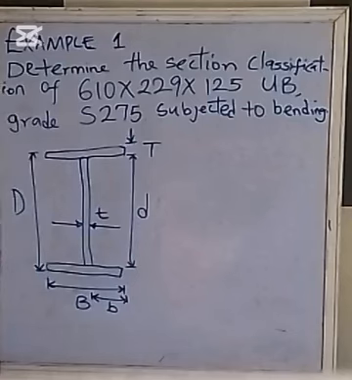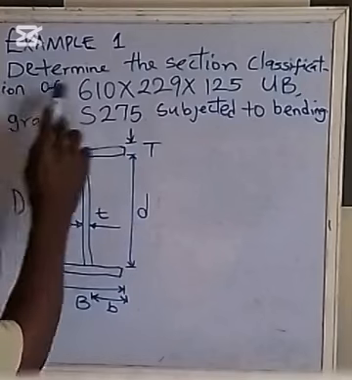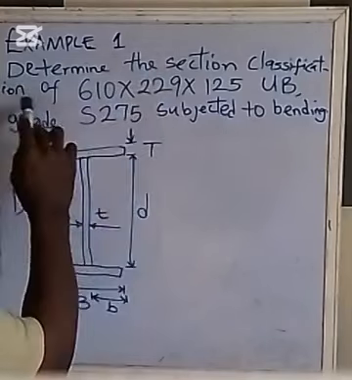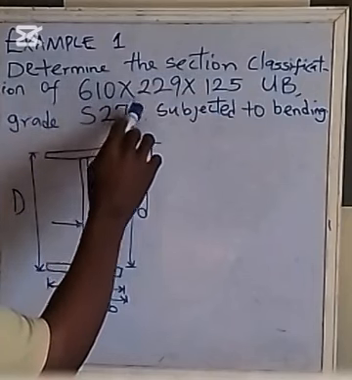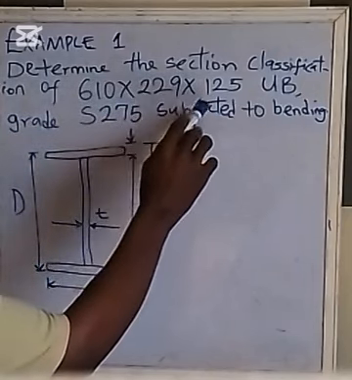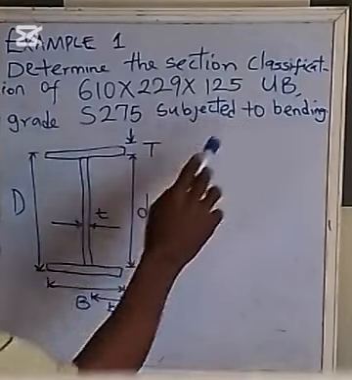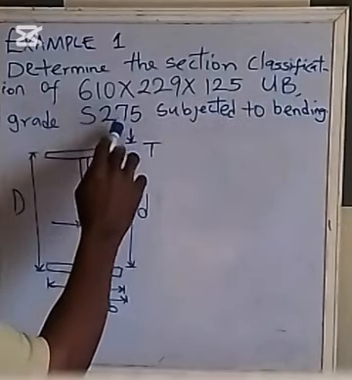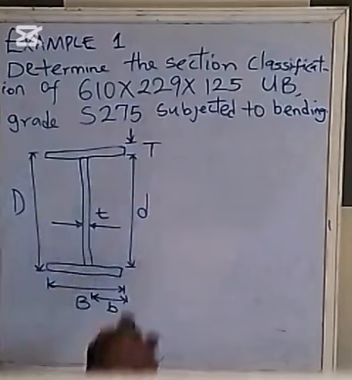So today we are going to be solving a question on section classification. So this is the example we are going to be treating for today. Determine the section classification of 610 by 229 by 125 universal beam of grade S275 subjected to bending.